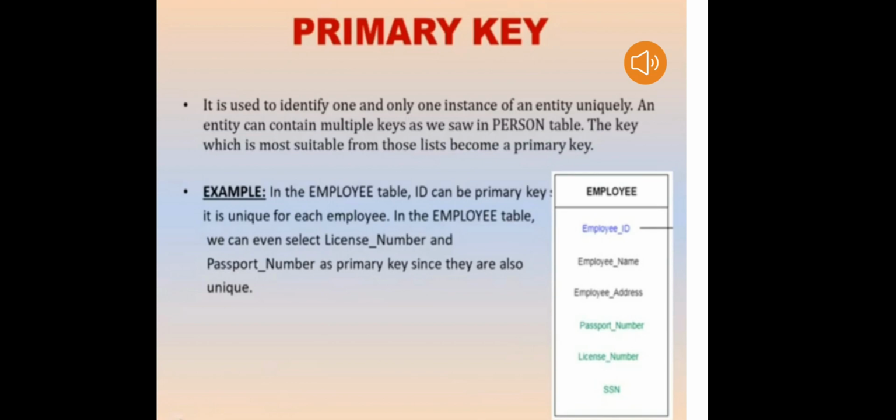So an example is given here. In the employee table, ID can be the primary key. It is unique for each employee. We can even select license number or passport number as primary key, since they are also unique. Each employee will have a different employee ID, so it will become the primary key. So in short, primary key means the unique identity of a record.